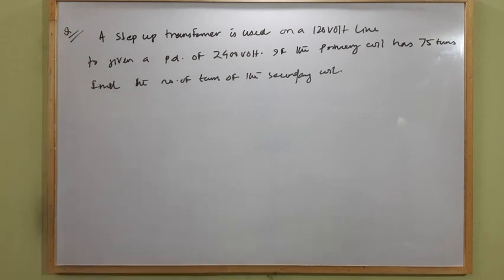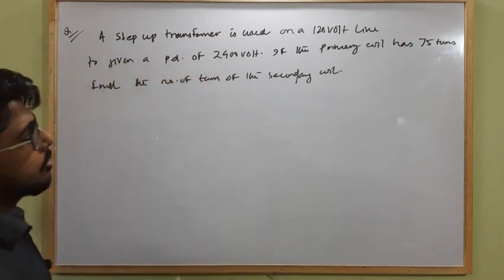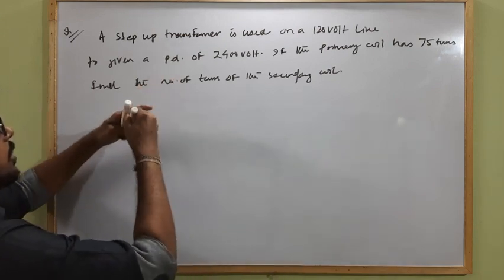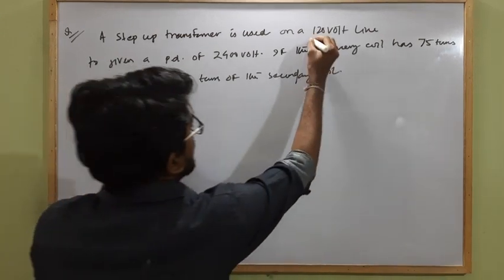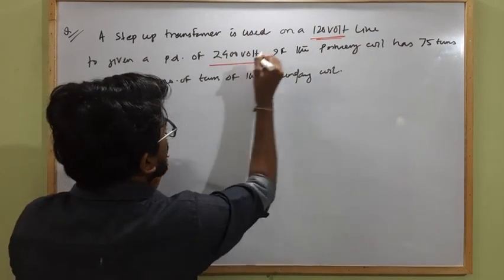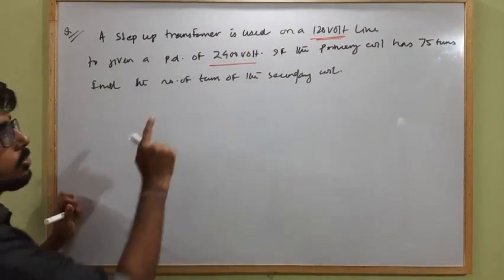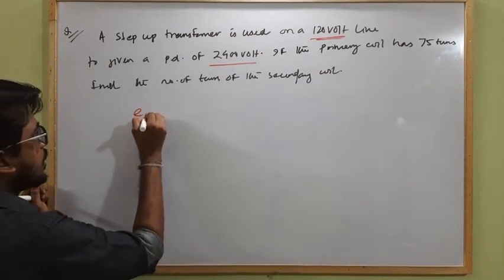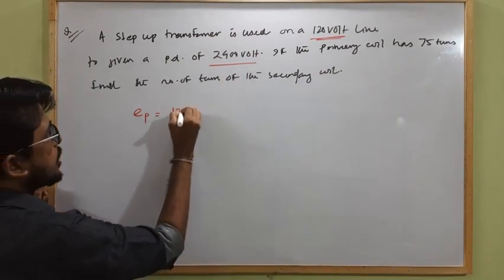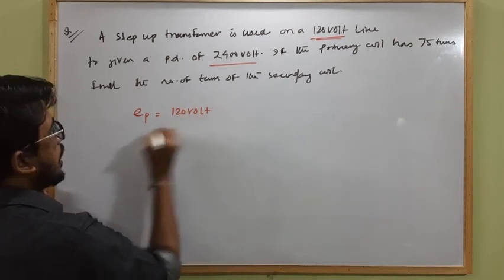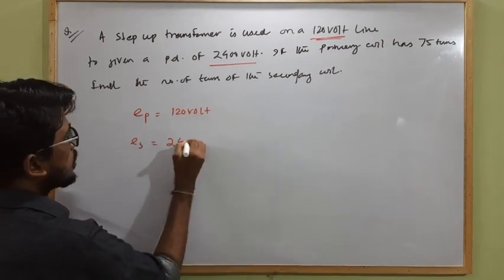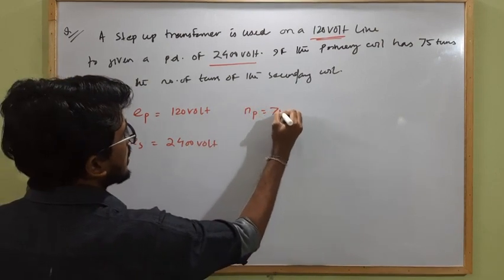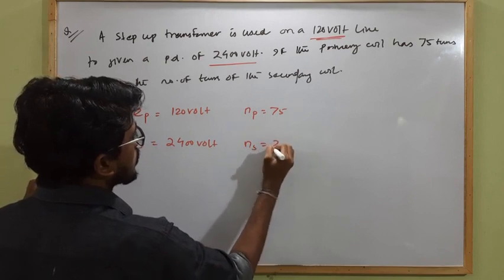So how can we solve this? We know a step up transformer is the transformer which is used to raise the potential. So here the input potential is 120 volt and it is raised up to 2400 volt. The primary coil has 75 turns. So from this we get the EMF of the primary is 120 volt and EMF of the secondary is 2400 volt. The number of turns of the primary is given as 75. We have to find out the number of turns of the secondary.